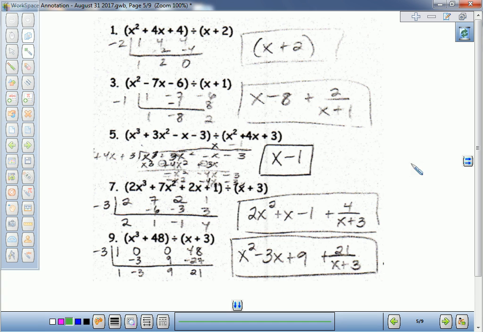All right. There weren't too many that you had to do long division on. Number 5 is really blurry, but that's all right because I did that as an example yesterday. So you should have a nice corrected number 5 already.